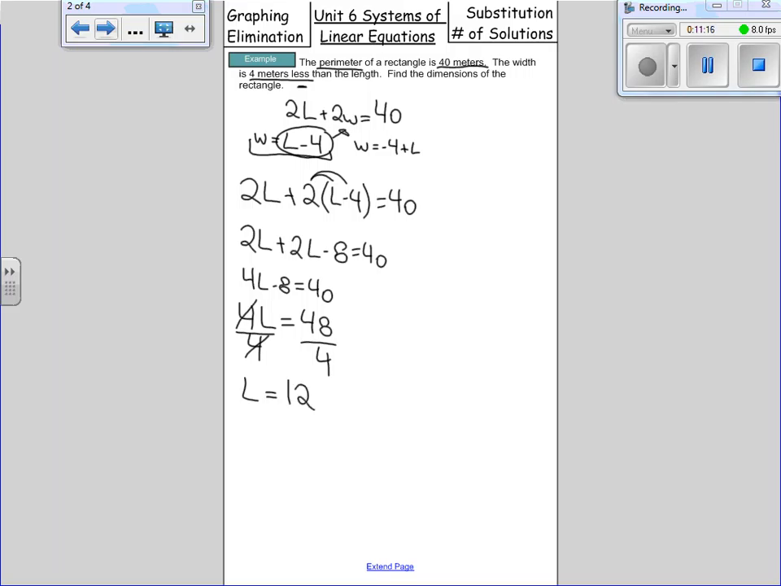You can now plug that 12 in all the way up here to get what the width is. So width is equal to L minus 4. Width is equal to 12 minus 4. Width is equal to 8. The dimensions of the rectangle are 12 by 8. Length is 12, width is 8. Nothing crazy, right? It's everything we've already done, now just put in cool context. Any questions on that one?